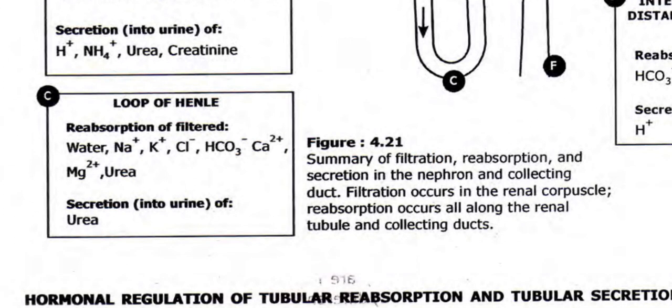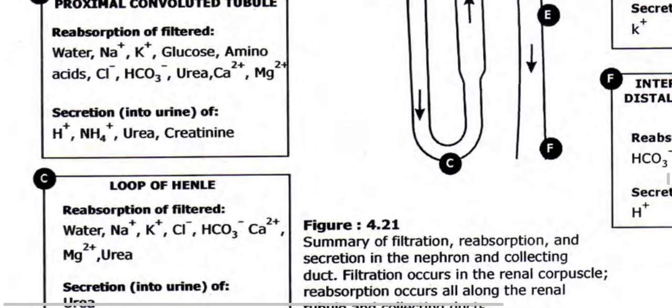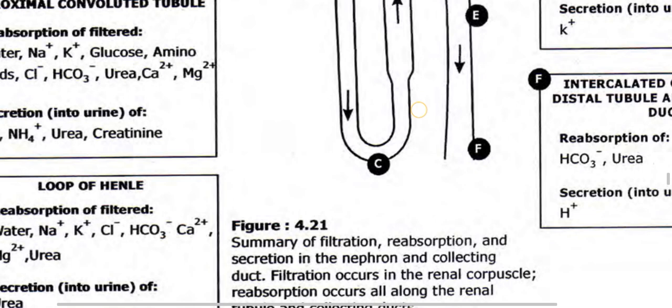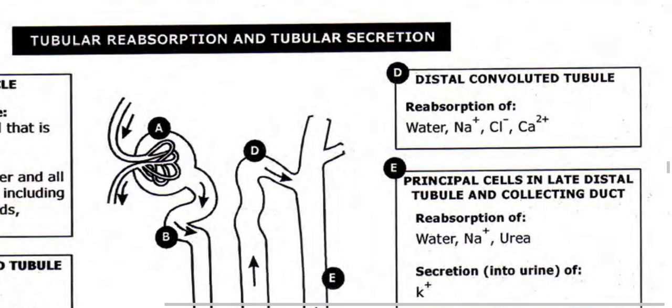Reabsorption of filtered water, Na+, K+, Cl-, HCO3-, Ca2+, Mg2+ and urea, and along with that secretion of urea in the C region, loop of Henle. Then later D, the distal convoluted tubule, which is represented with the help of alphabet D as shown in this picture, with reabsorption of water, Na+, Cl-, Ca2+, etc.